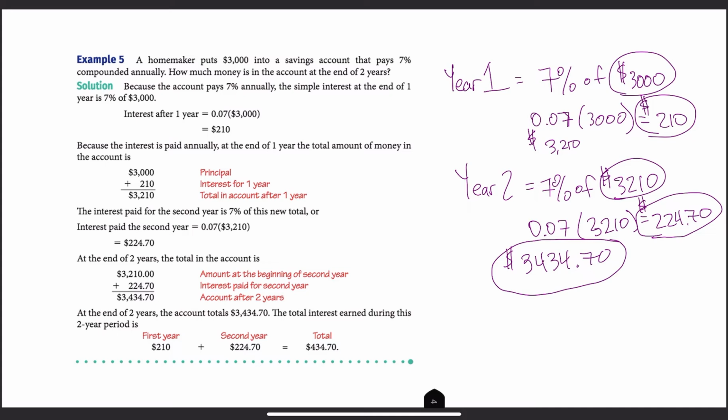So I calculated 7% of $3,000 for year one, and then I added that interest and calculated 7% of that amount for year two and added that interest and got my total amount in the account after 2 years.